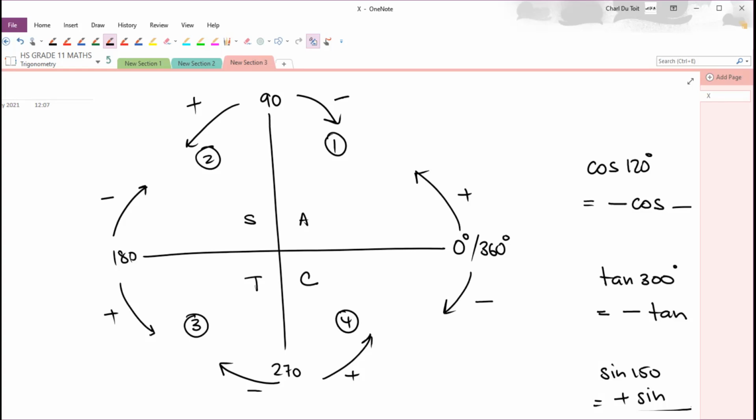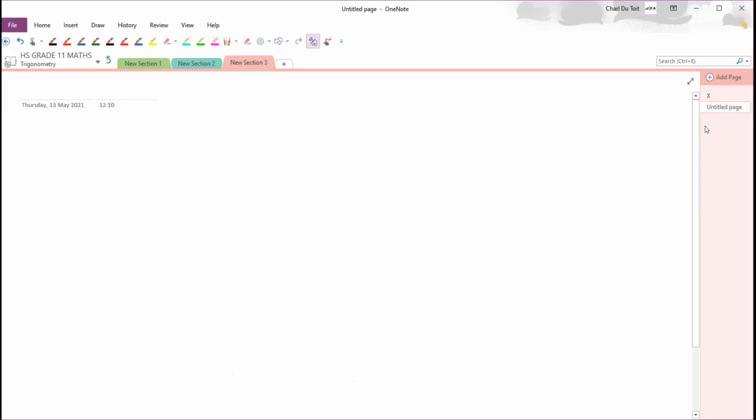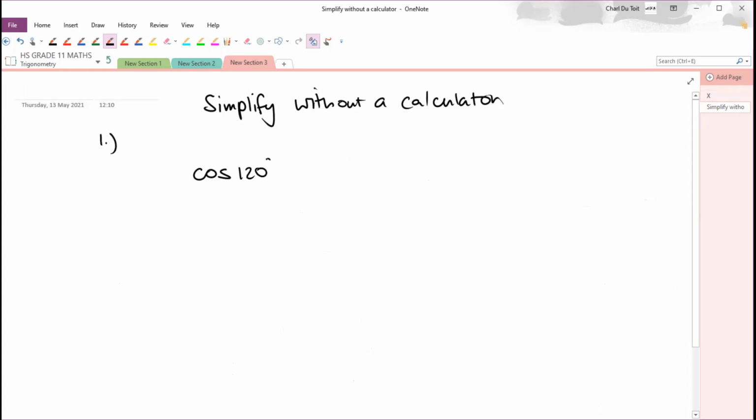Yes, I'm done. Right. So now they're going to ask you to do the following without a calculator. So they're going to say simplify without a calculator, then they're going to say cos 120 degrees. So you're going to look at your system of axes.